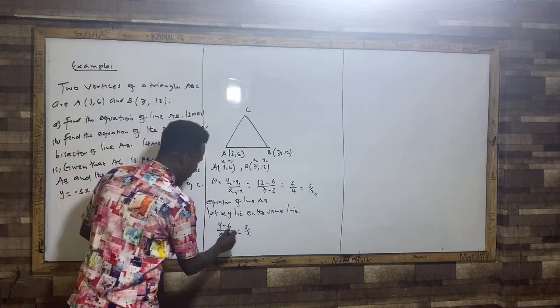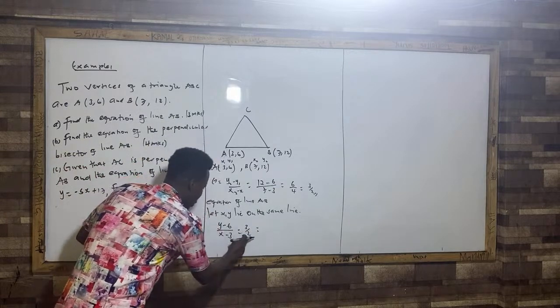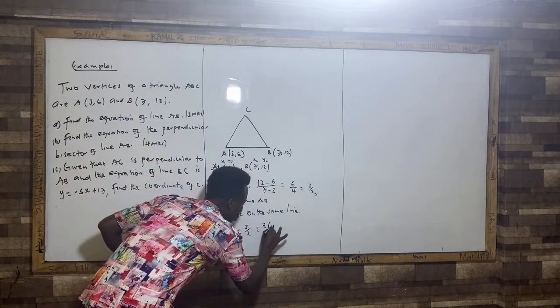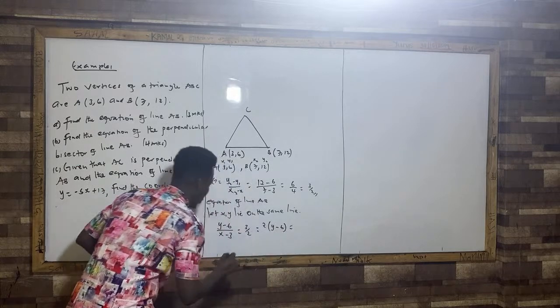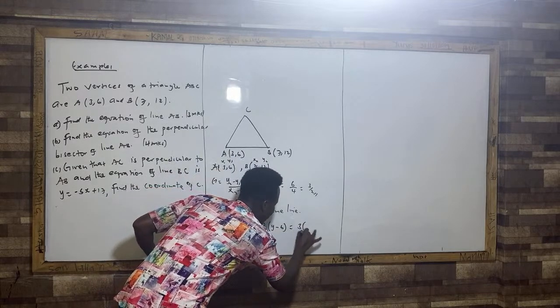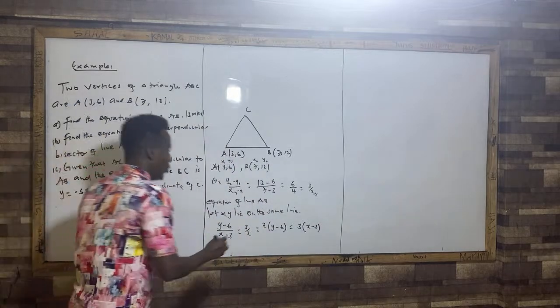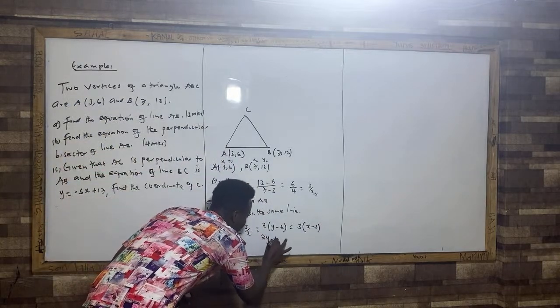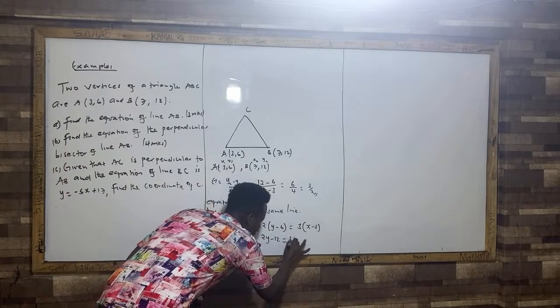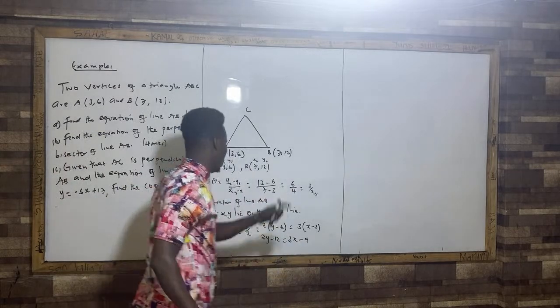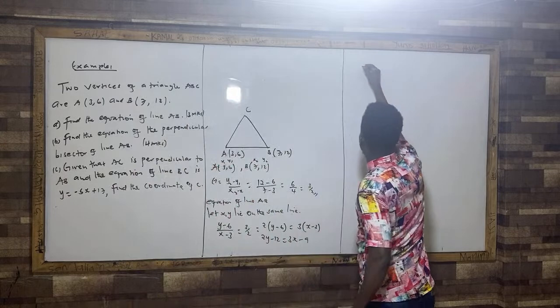Then you cross multiply, you're going to say 2 into y minus 6 is equal to 3 into x minus 3. So from there you will have 2y minus 12 is equal to 3x minus 9. So take this one to the other side. Take your time now.